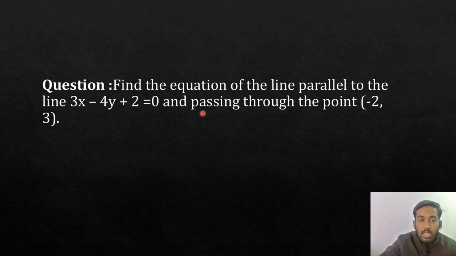Now let's solve a question. Find the equation of the line parallel to the line 3x minus 4y plus 2 is equal to 0 and passing through the point minus 2 comma 3. How can you solve this question?